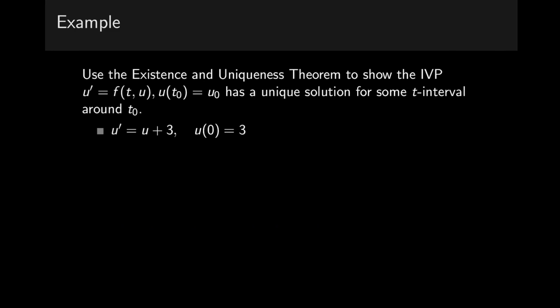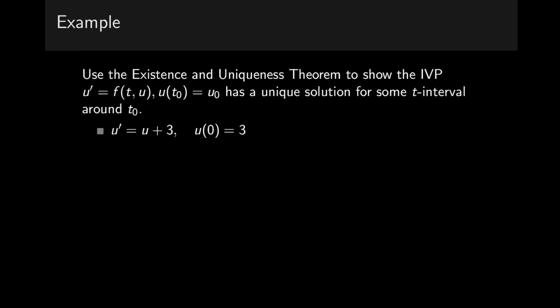I wanted to do an example. This is actually number 1 from your homework, so you're welcome. Use the existence and uniqueness theorem to show that this IVP has a unique solution for some t interval. So I'm going to show you how to apply this. We're not going to do this a ton. It's just important for you to kind of underpin your understanding all semester. Most all of the equations that we work with this semester are going to fulfill this, all right? So you don't need to worry about it too much.